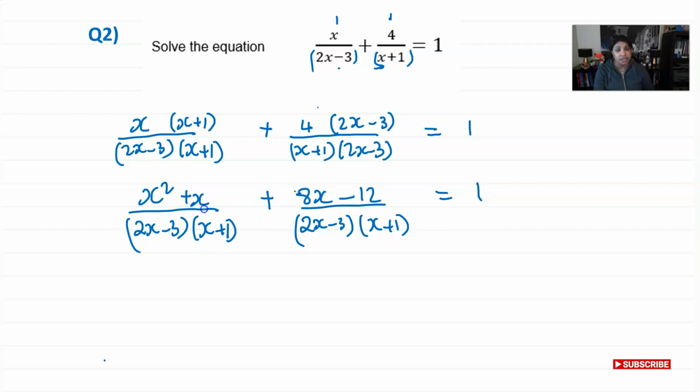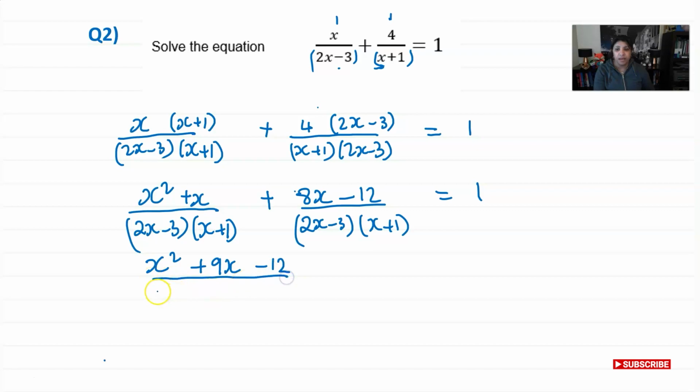Now what I need to do next is add all these numerators because now they have the same denominator. So x squared is going to be on its own because there's no x squared here. I've got plus x, and then I have plus 8x here, so that will give me plus 9x, and then I have plus negative 12, so that will make it negative 12.